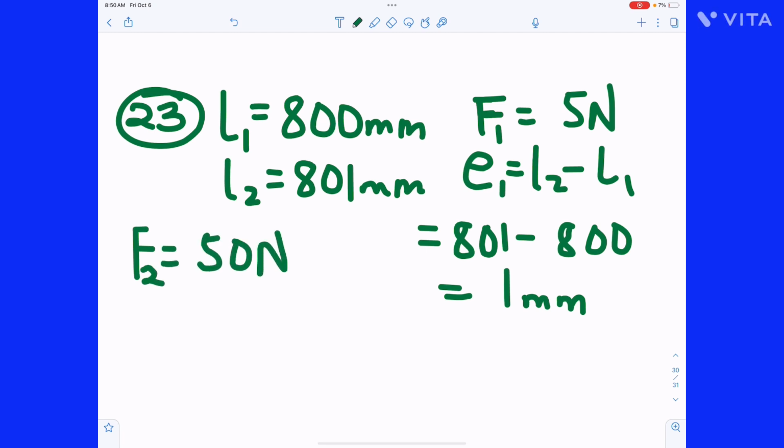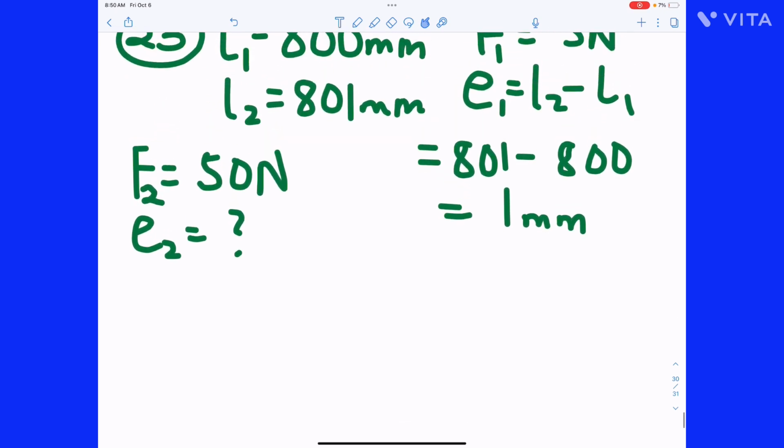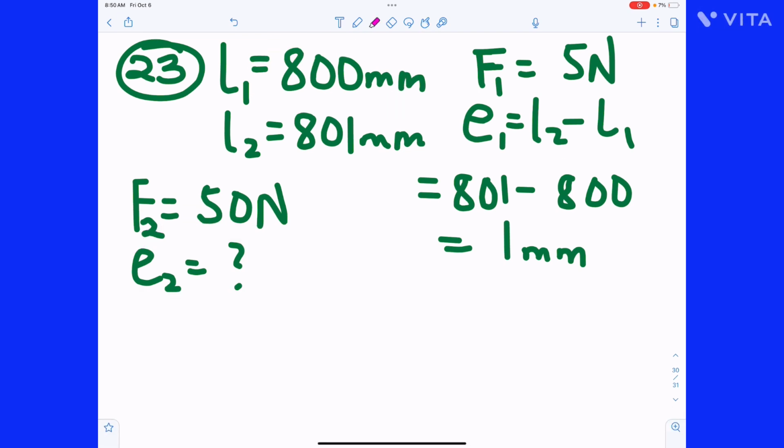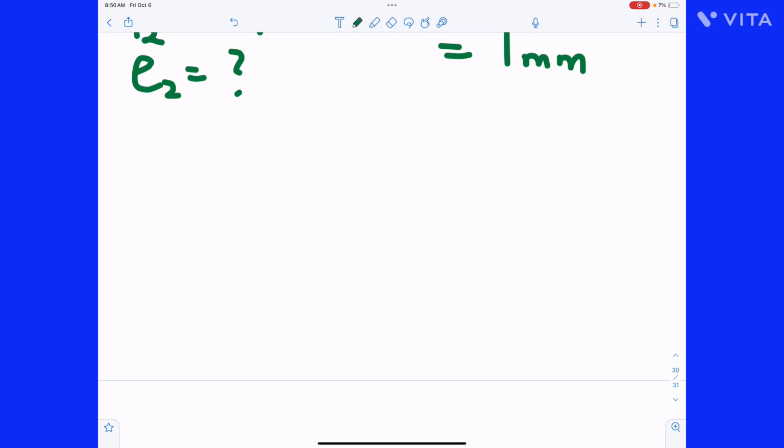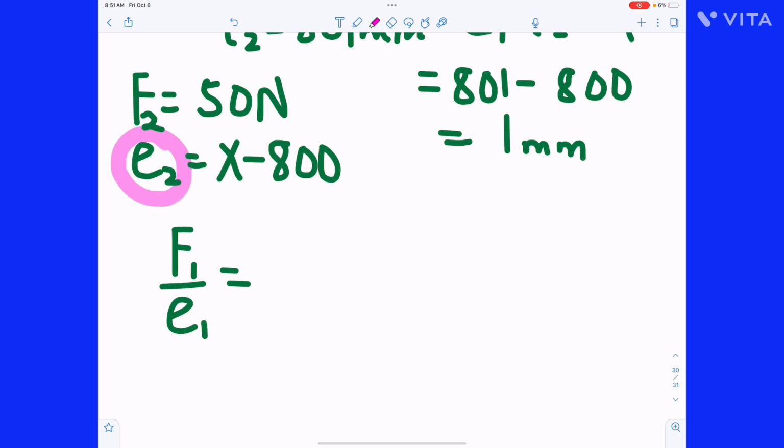So we are looking for the extension that will be produced when a force of 50 newtons is applied. It is this extension that will help us get our final length x, because we add the extension to the original length 800 millimeters to get the value of x. So let's go ahead and do that. We do using Hooke's law, F1 over E1. Now the extension E2 will be x minus L1, which is x minus 800, because x is the final length, but x must be equal to extension plus 800.